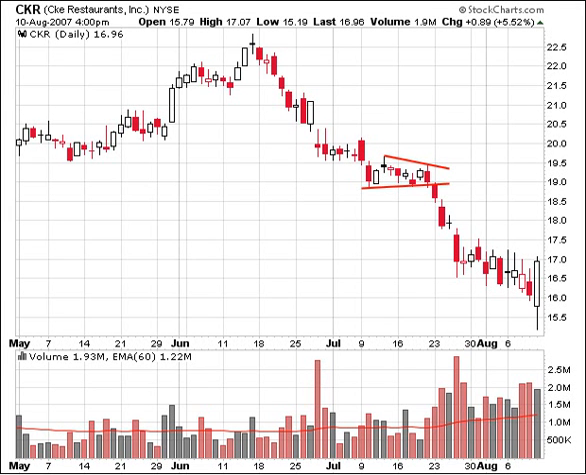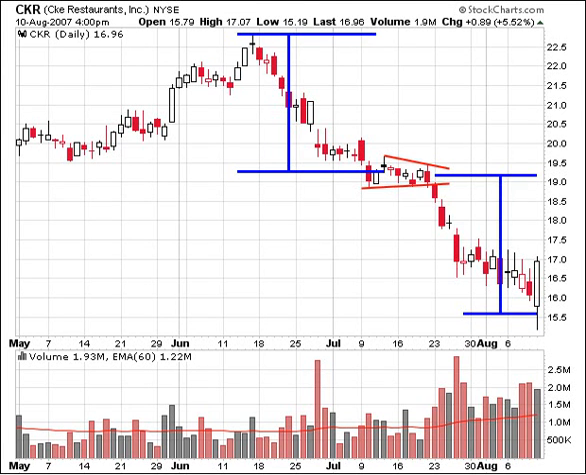Here's CKR. The stock topped out and then traded into a 2-week pennant pattern. Volume was strong on the break of support and then ramped up as the stock continued to fall. And the low of the pattern was easily taken out. In this case, it was the move to the midpoint of the pattern that did a nice job identifying an area where the stock would run out of directional energy.